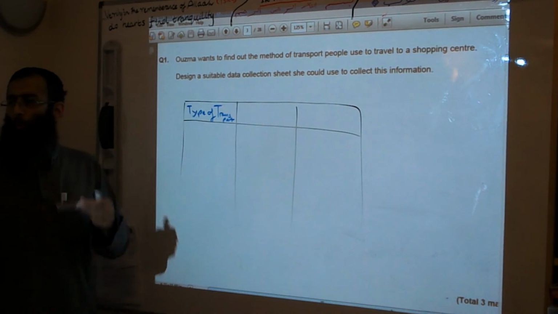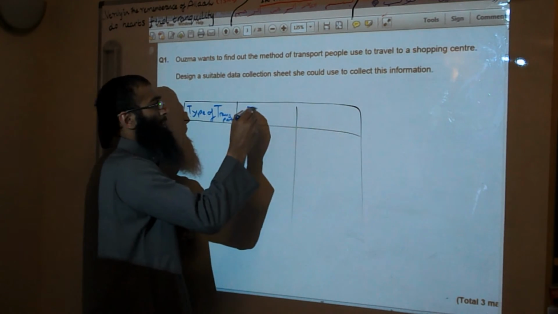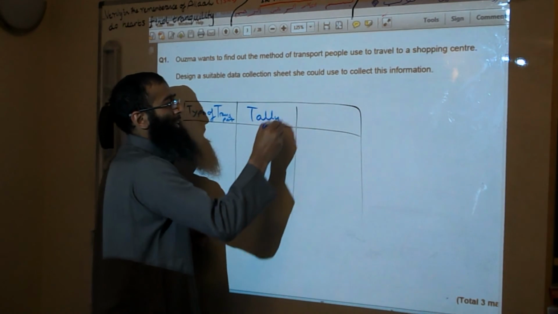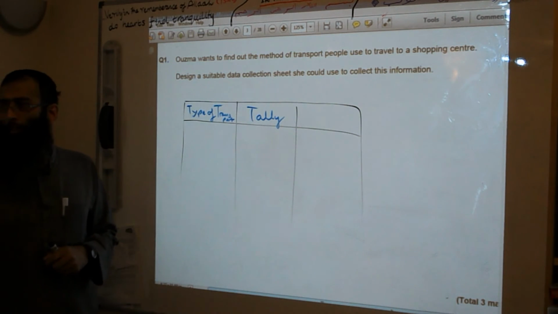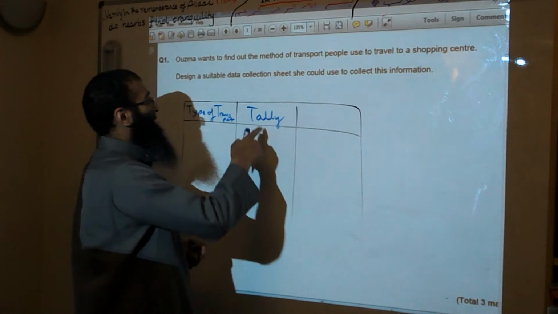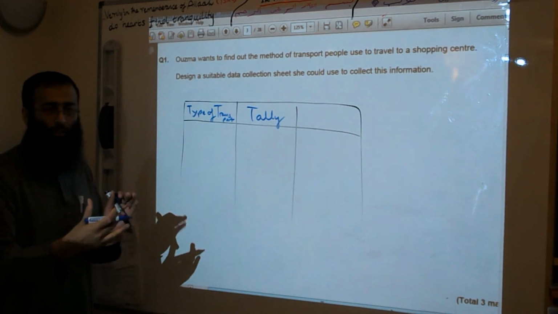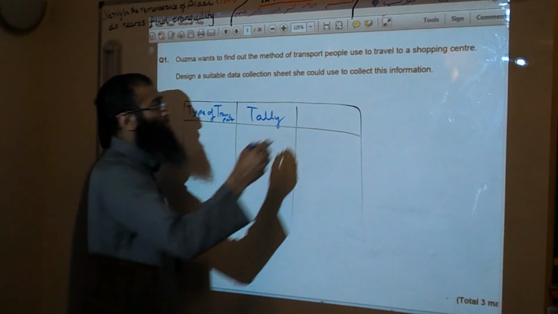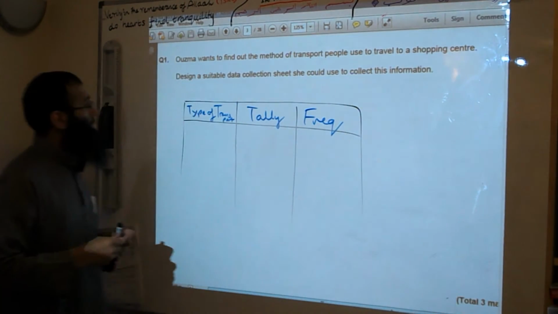Now, she's going to ask the people, so whichever one they fit into, what is going to be a primary way of recording the results? The easiest. So we're going to have a tally. Okay. Then after we've got all our tallies done, what do we need to do next? We need to have a frequency, which will summarize all the data values for us.